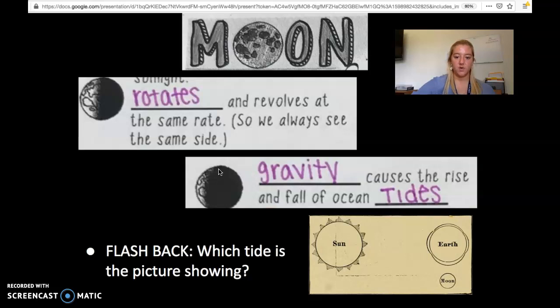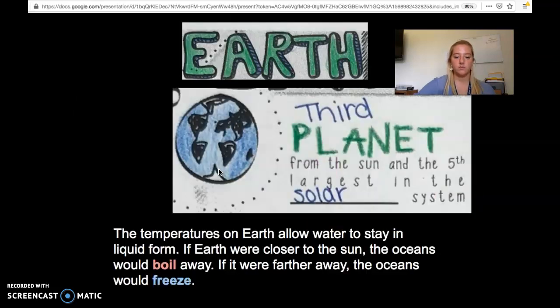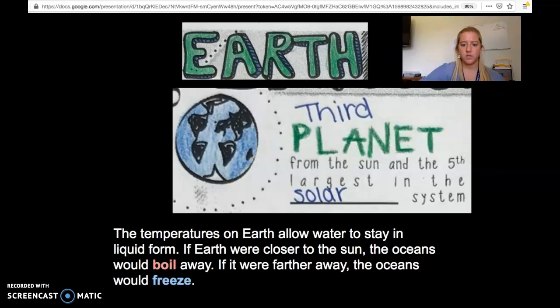So if I ever ask you a question why we always see the same side of the moon, it is because the moon rotates and revolves at the same pace. So we are always seeing the same side of the moon. We're moving on to Earth. Earth is pretty special. We live there.